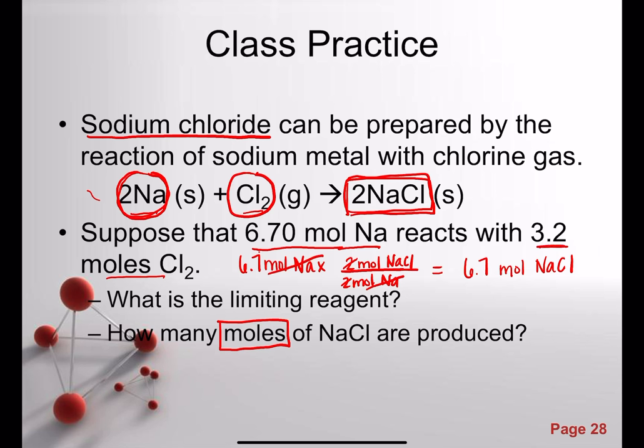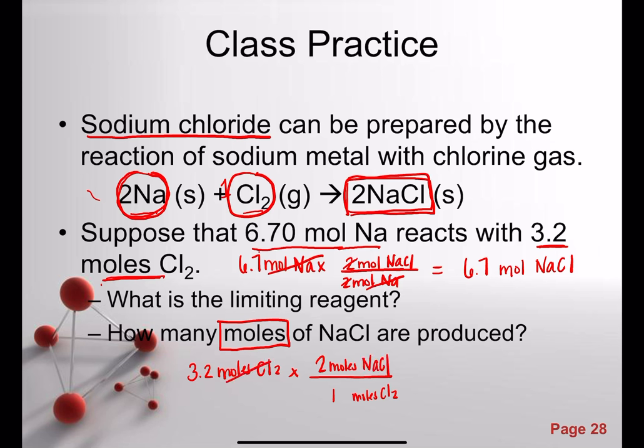Let's look at this second number that we're given, though. 3.2 moles of Cl2. If I look at my mole ratio, we want to put moles of Cl2 on the bottom so we can get rid of it. And there's no coefficient there, so I've got 1 mole of Cl2. And it makes 2 moles of NaCl.